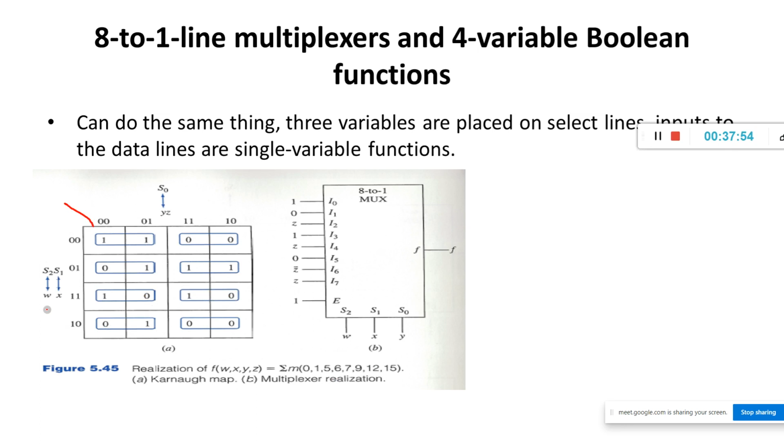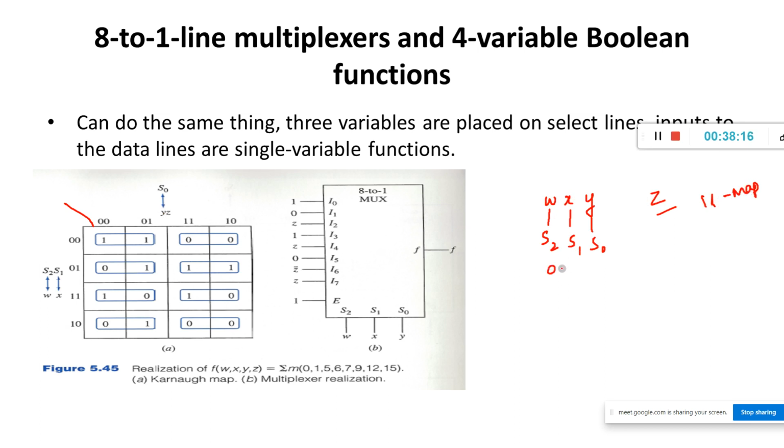Next, W, X and Y are selected as select lines from W, X, Y, Z. This is S2, this is S1, this is S0, and Z is the K-map variable.